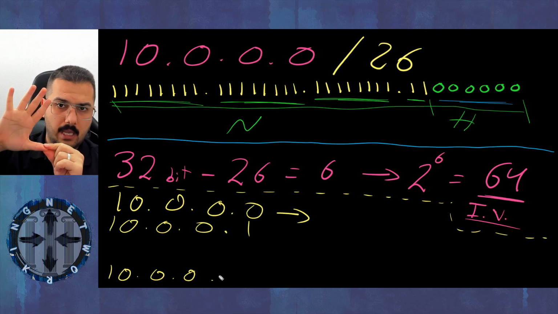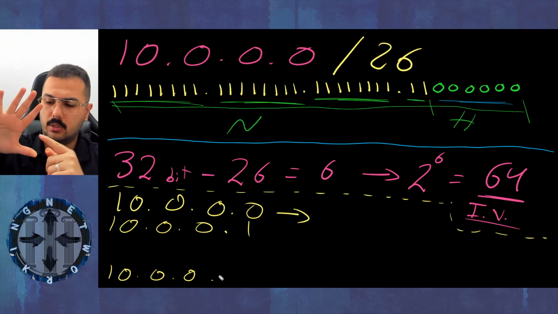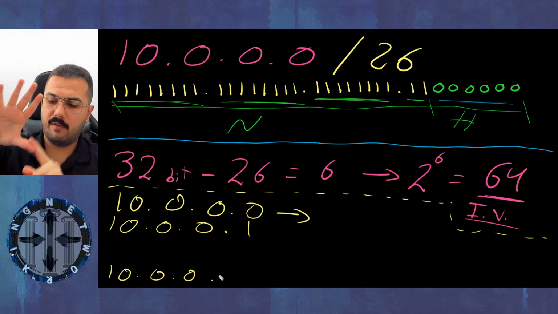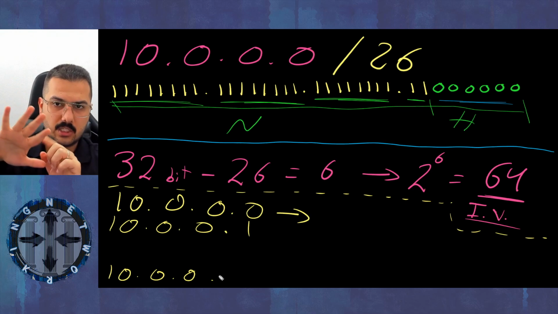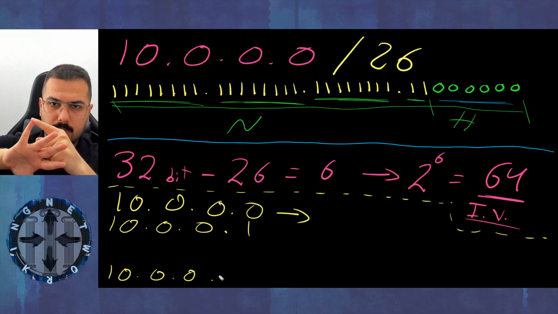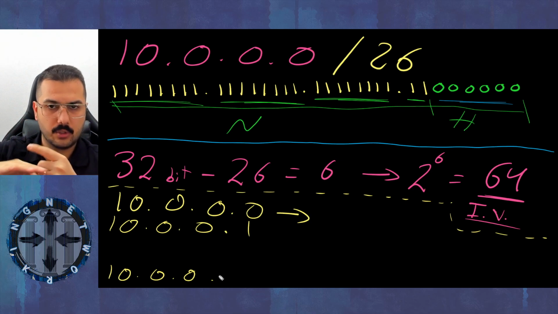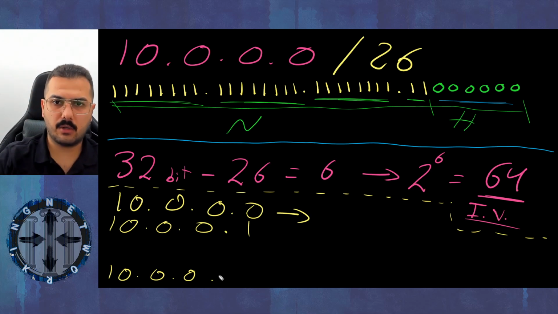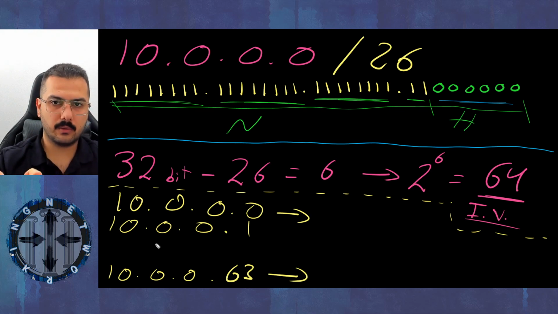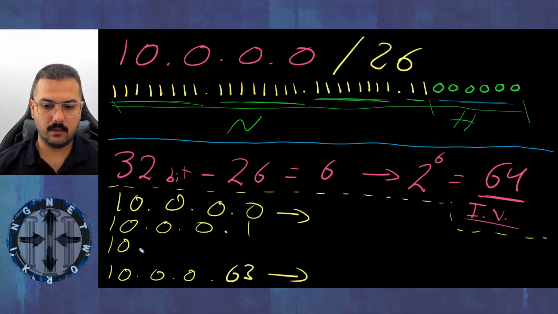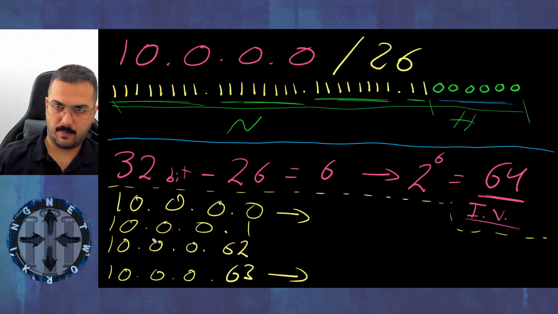Start from 0 and count 64 values. 0, 1, 2, 3, 4, 5, 6, 7, 8, 9, 10, 11, 12, 13, 14, until I reach the level of 63. Because 64 values, starting from 0, will not end in 64. It will end in 63. So 63 is the broadcast address. The IP before it, one IP before that, is 10.0.0.62, a usable IPv4 address.